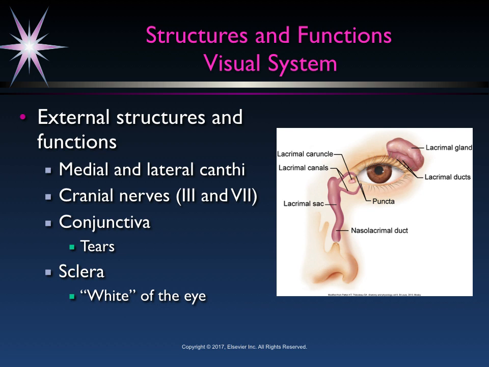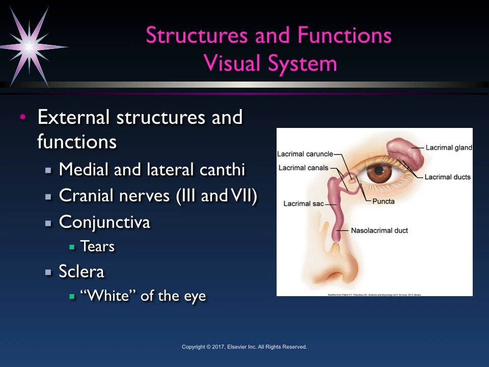The upper and lower eyelids join at the medial and lateral canthi. So canthi is plural for canthus. So when we think about the inner canthus and the outer canthus, it's also known as medial. Medial meaning the inner canthus, and lateral would be the outer canthus of the eye.